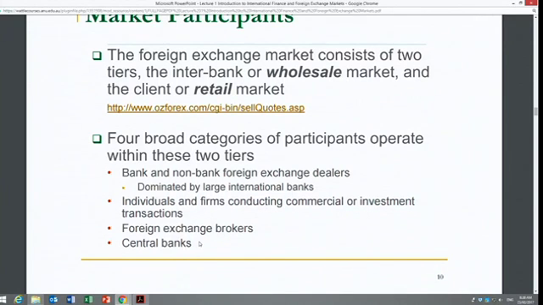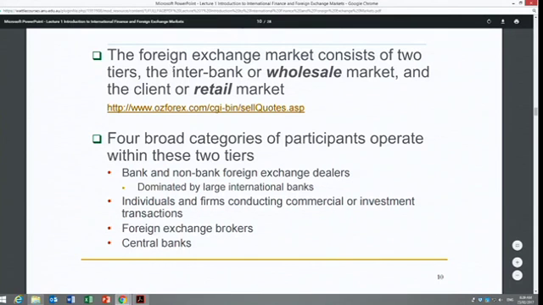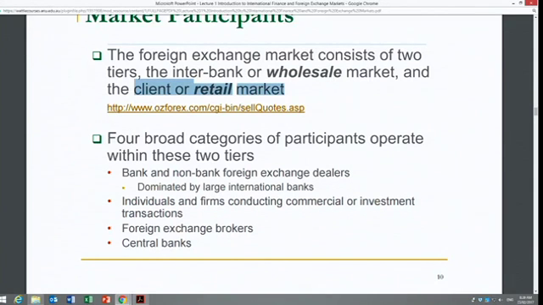Now, given these different tiers and different segments, we would have different kinds of prices for the same currency. Most likely, the interbank exchange rate for, let's say, the Aussie dollar against the Kiwi is going to be different from the exchange rate between the Aussie dollar and the Kiwi in the retail sector. So most likely, we're going to see different kinds of exchange rates, even for the same pair of currencies.